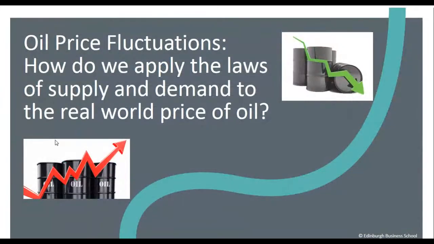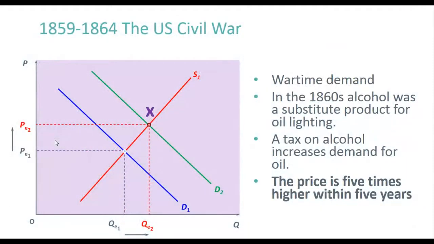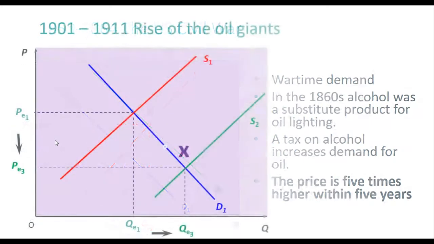Okay, so now what about if we apply these laws of supply and demand to the real world? Let's go back in time to our original quiz question around the time of the Civil War. Well, the demand in wartime pushed the demand curve out. Also, at that time, alcohol was a substitute product for oil lighting. So when a tax was placed on alcohol, it also increased the demand for oil, a substitute product. In fact, the price was 5 times higher within 5 years.